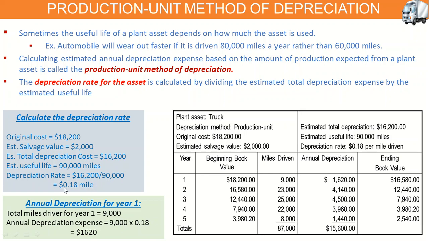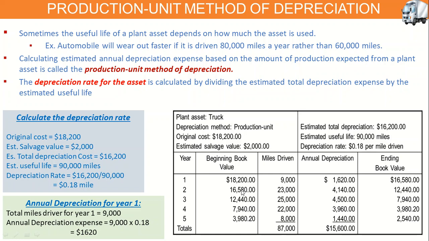It is very simple. So here we have the example. We have the beginning book value of $18,200, and for year 1 the truck was driven for 9,000 miles. So what will be the annual depreciation? It will be 9,000 multiplied by 0.18, which is our depreciation rate, and the answer will be $1,620. We will subtract this $1,620 from $18,200 and we will have $16,580 as the ending book value for year 1, and this ending book value will be the beginning book value for year 2, and so on the procedure continues.